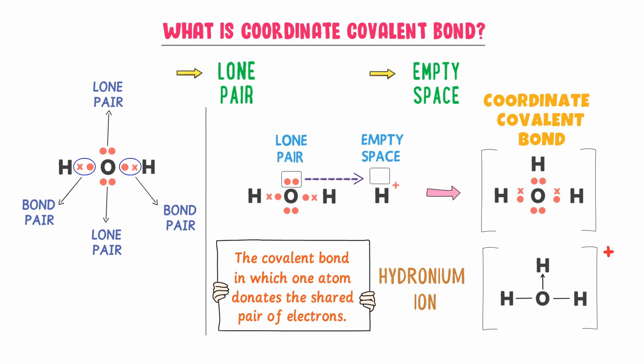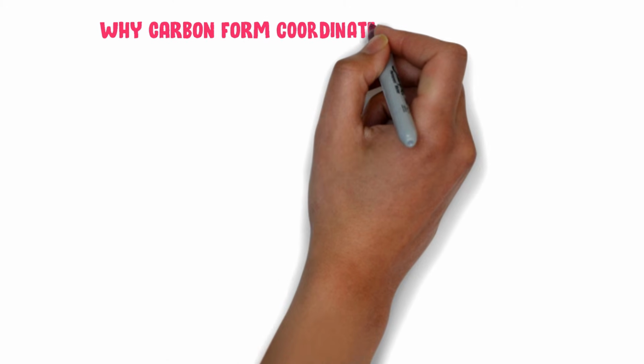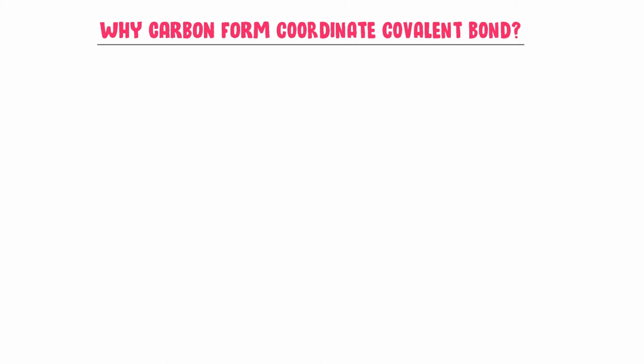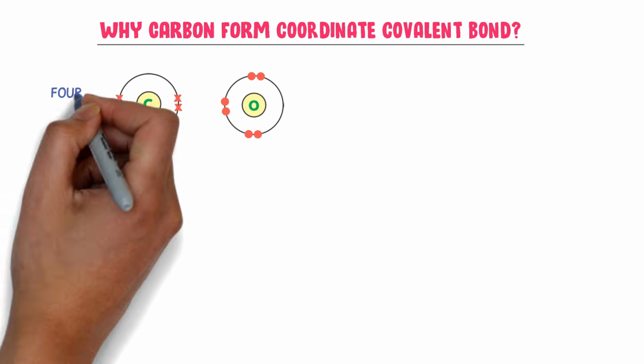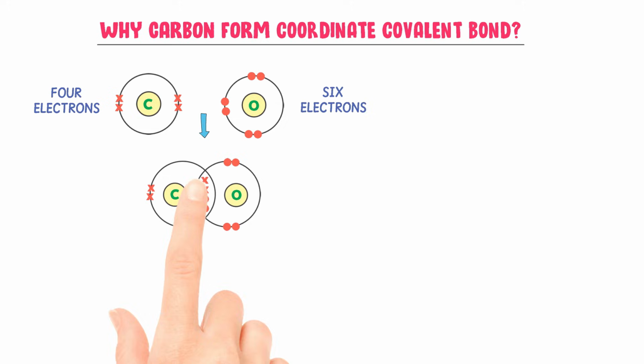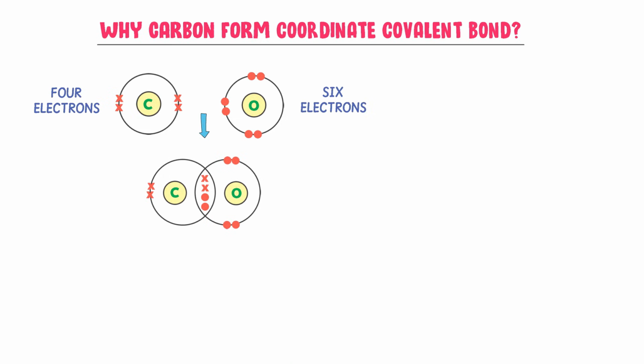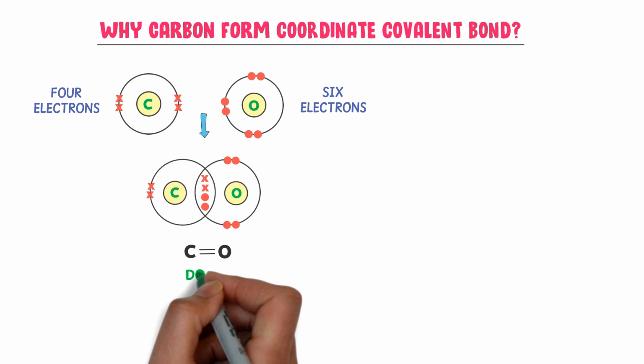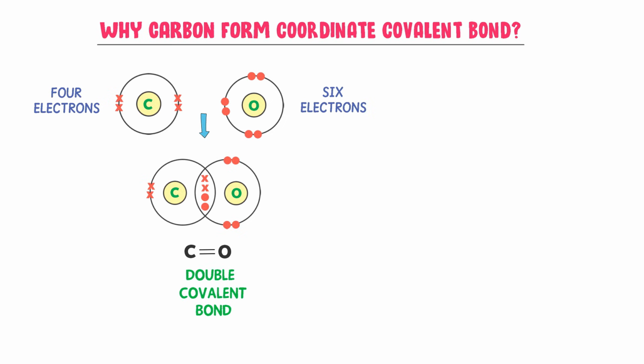Now let me teach you one exam question. Why does carbon monoxide form a coordinate covalent bond? Well, consider carbon and oxygen. We know that in the valence shell of carbon, there are 4 electrons, while in the valence shell of oxygen, there are 6 electrons. Now carbon and oxygen share 2 electrons each to form double covalent bond and we get this molecule. We write C double bond O. This is the double covalent bond because we can see that 2 pairs of electrons are shared.